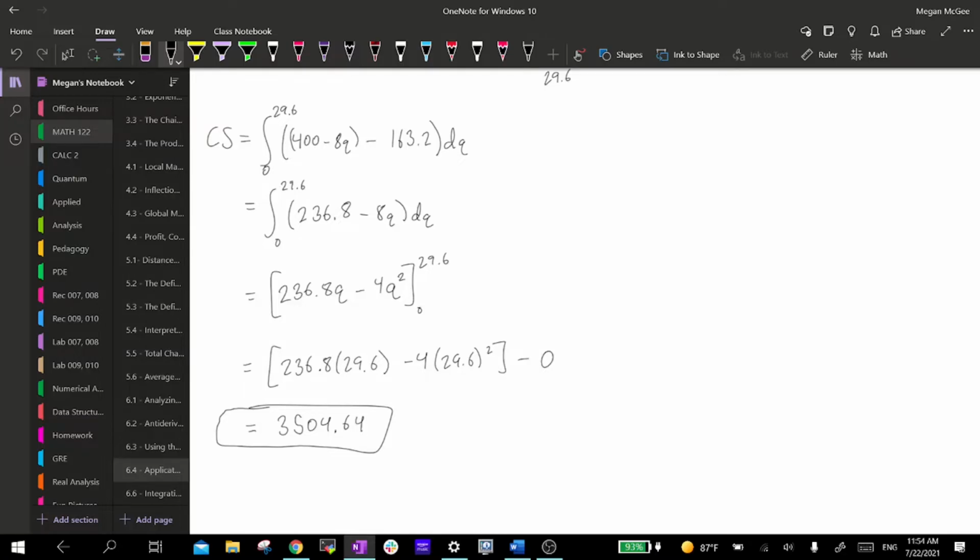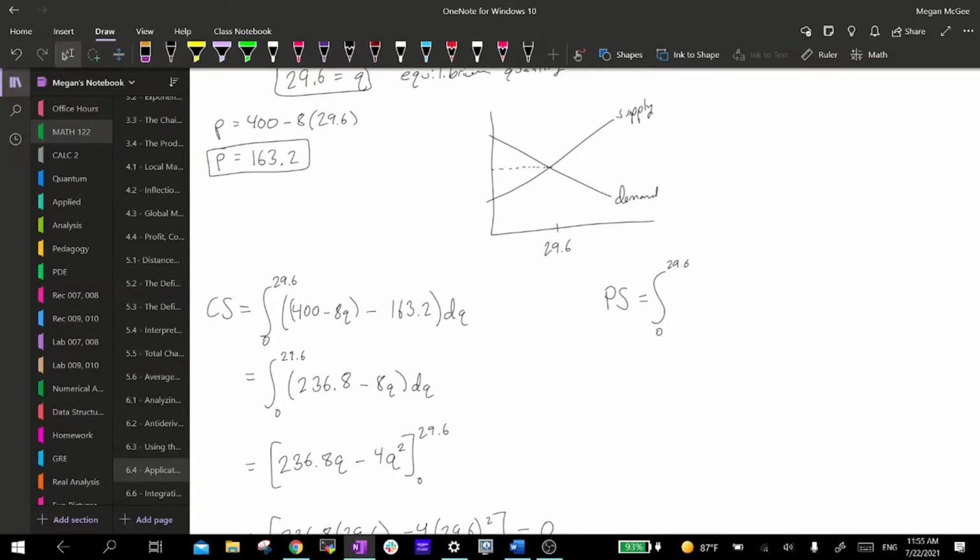All right, but now we need to find the producer surplus. So our producer surplus is similar. We go from 0 up to our equilibrium quantity. But the thing that's different is our top and bottom functions. So in this case, we're between the horizontal line and the supply curve. So our horizontal line is actually our top function.